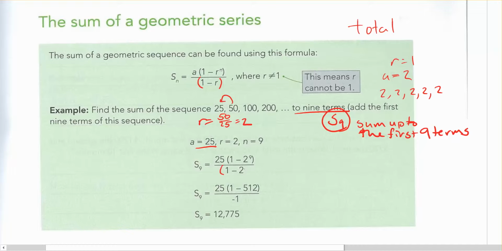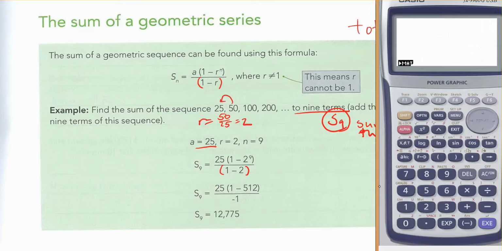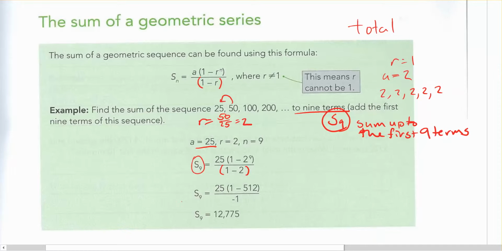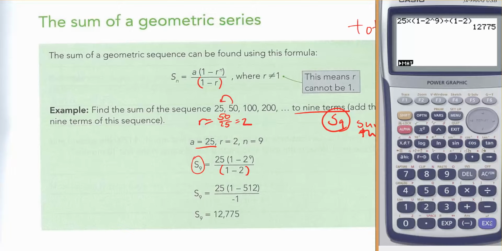So plugging it in, make sure that you use brackets on the bottom. Again, I would just use the run menu here, because you're trying to solve for the thing that's all alone by itself on the other side of the equation anyways. You don't need to use solver. So you go 25 times bracket 1 minus 2 to the power of 9, again using that little hat button, bracket divided by bracket 1 minus 2 bracket.